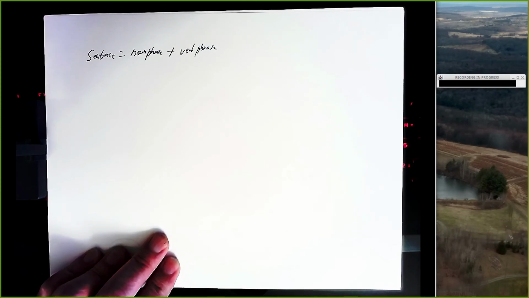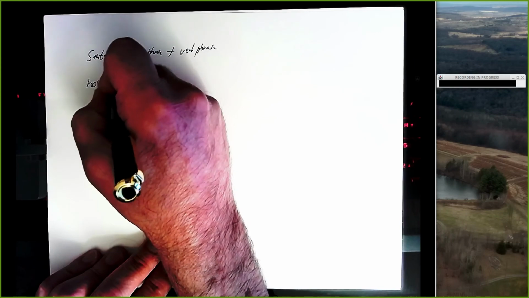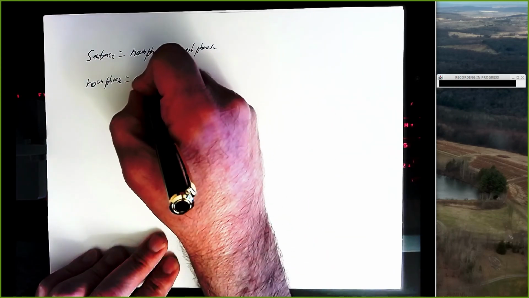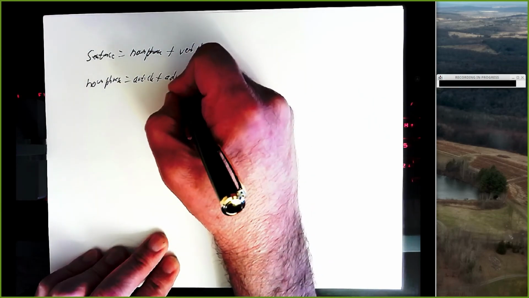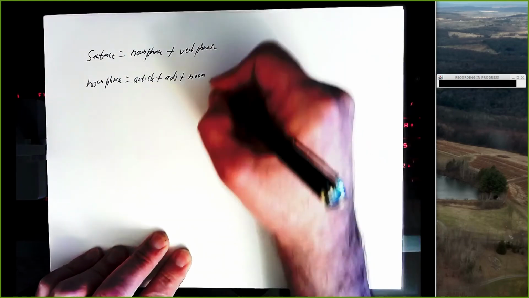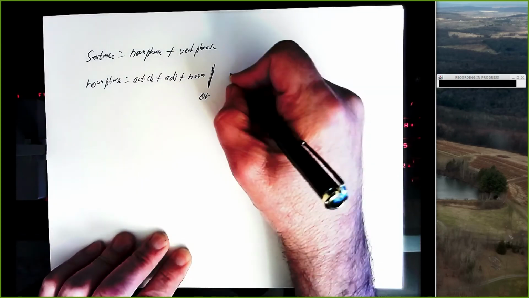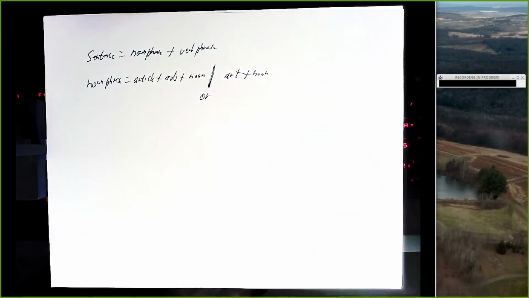Alright, so sentence is a noun phrase followed by a verb phrase. A noun phrase is going to be an article followed by an adjective followed by a noun, or, so I'm going to use a pipe to mean or, it's going to be an article followed by a noun. An article is like the, one of these little words that we use for an introduction.